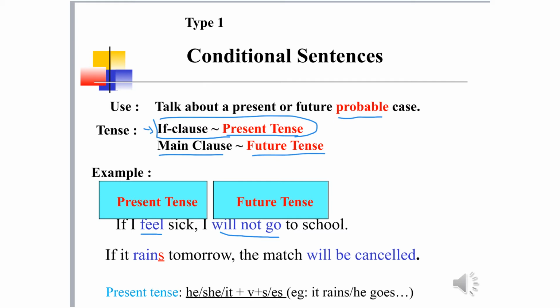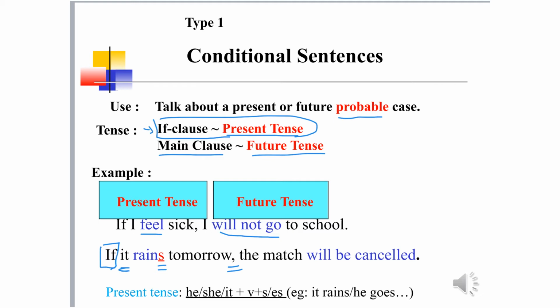Another example: if it rains tomorrow. Again, for he, she, it, the main verb needs to add s or es, depending on what that main verb is, so you need to pay special attention. If it rains tomorrow, pay attention to the comma when the word if is at the very beginning of the sentence. If it rains tomorrow, comma, the match will be cancelled.